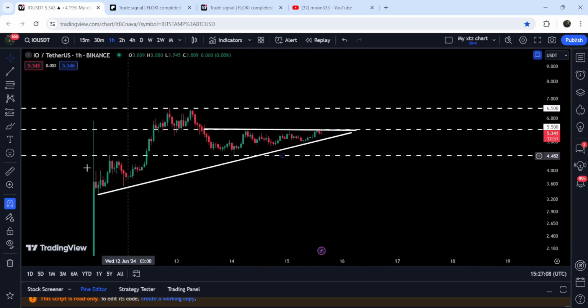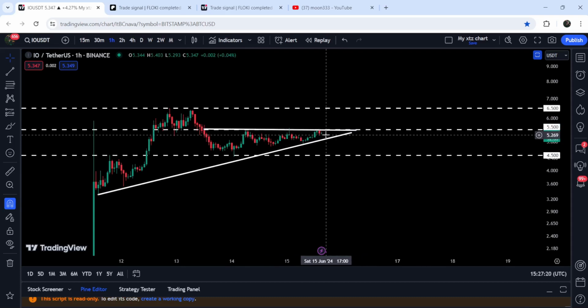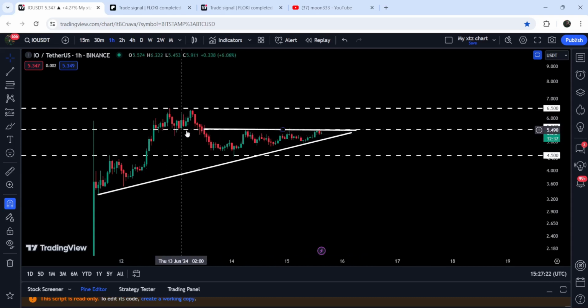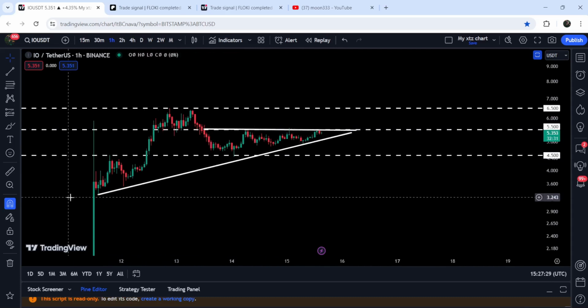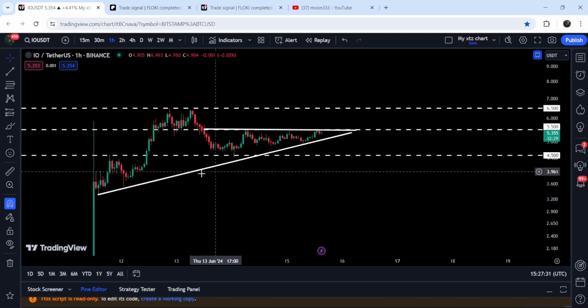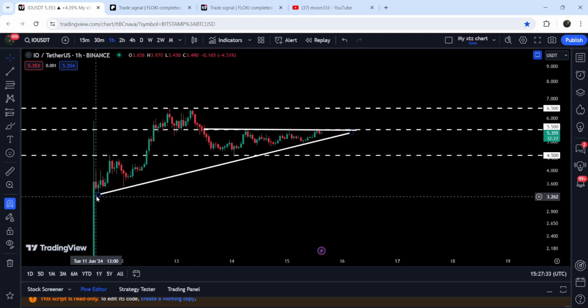And now recently it has formed this ascending triangle, but could not break out this resistance for the past several hours. You can see that we got rejection here, here, and now it is again trying to break out the resistance for the past few hours. And before that, it was working as a support here, by the way. For several hours, it has been working as support, and after the breakdown, it is flipped into a resistance. And this uptrend line is coming from 11th of June 2024.